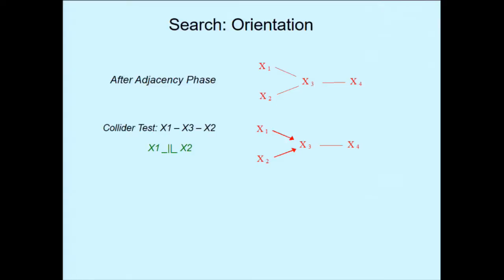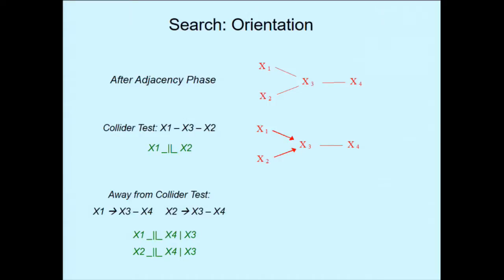Now I have to say, what are my triples that remain? And I have two of them. I have the 1, 3, 4 triple, and I have the 2, 3, 4 triple. And that's it. In both of those cases, I'm set up for the away from collider or collider test, and I ask the question: is X3 in the separating set for the 1, 4 and the 2, 4? And the answer is yes to both, and so I get to orient this edge as an away from collider and make it go from X3 to X4.